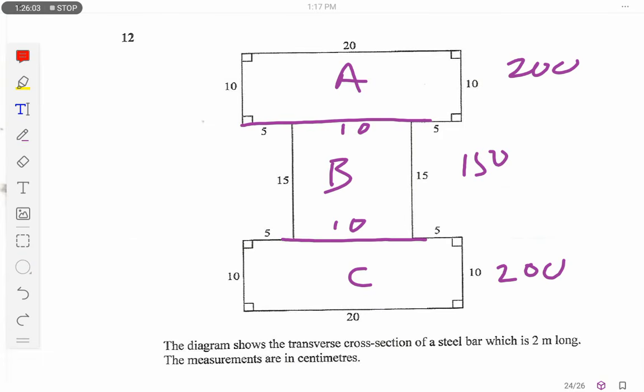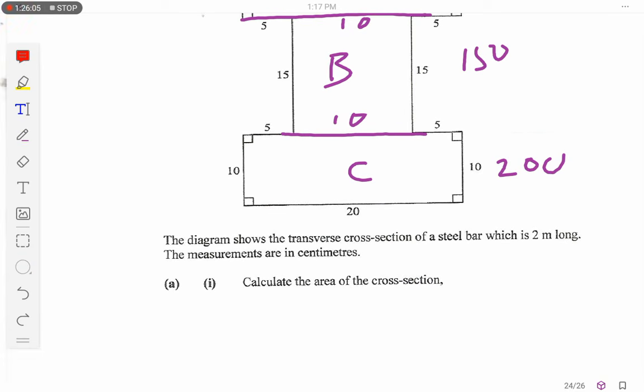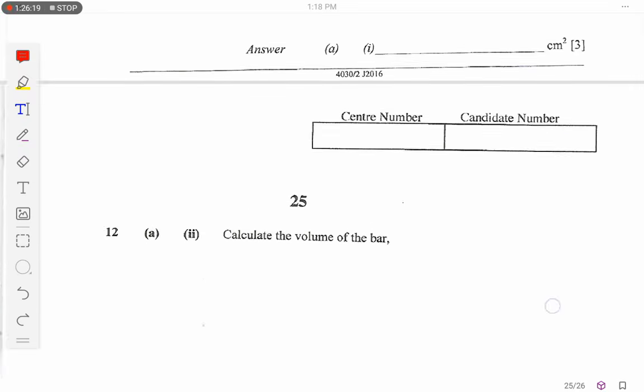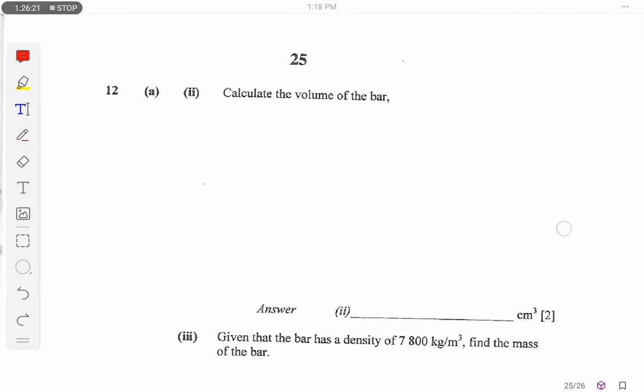So total area is going to be 200 plus 150 plus 200, that's going to be 550 square centimeters. They are in centimeters there. Okay, let's move on. The next part of the question is saying calculate the volume of the bar. Volume, it means we have our bar.